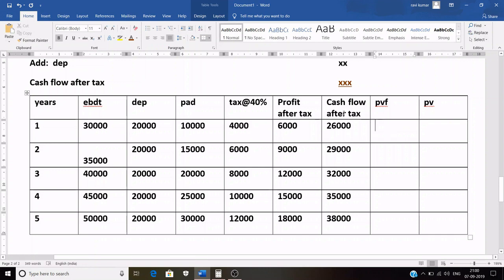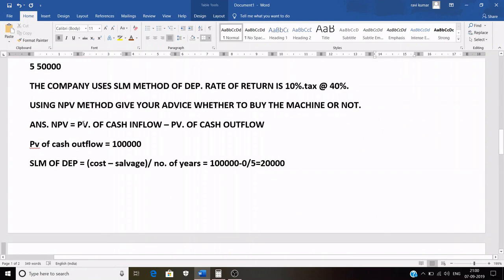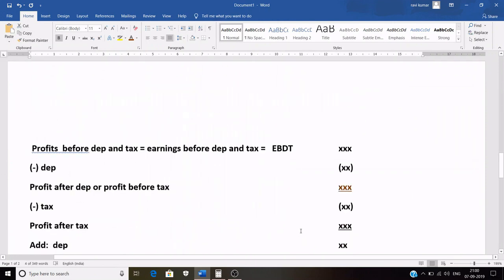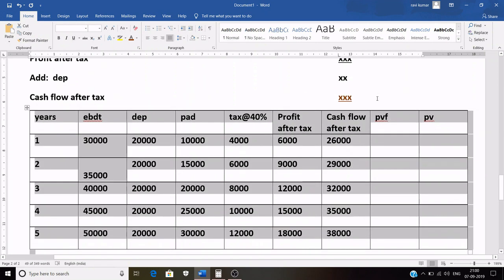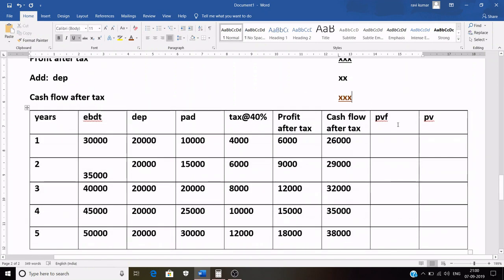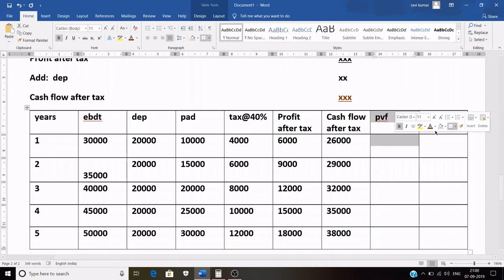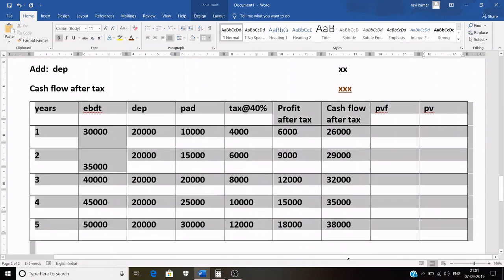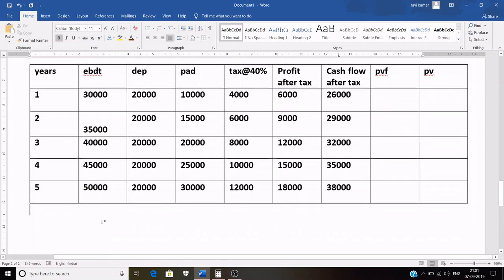Now we have cash flow after tax, and what we need to do is find the present value of cash inflow. Now our requirement is to get the present value of all this cash flow after tax of each year. For that, we have to calculate the present value factor. So how to get the present value factor? We have a formula to get the present value factor of each year.